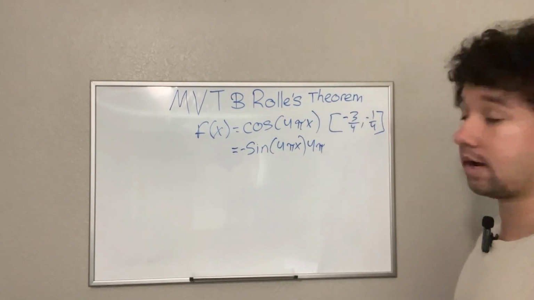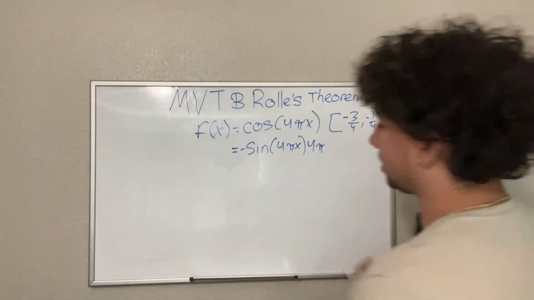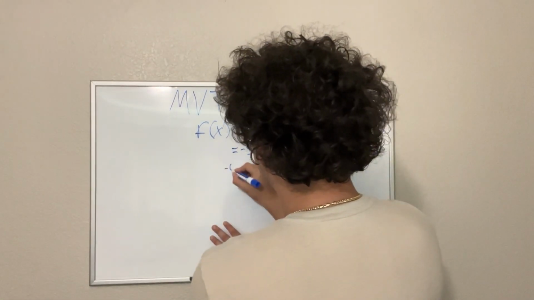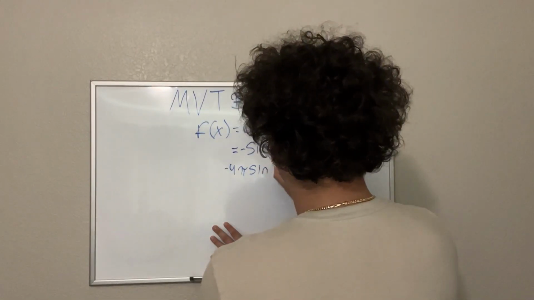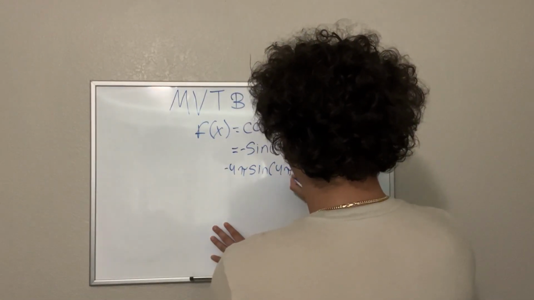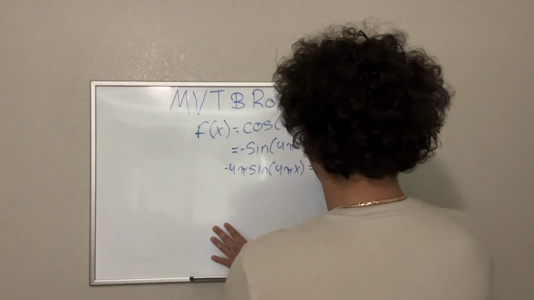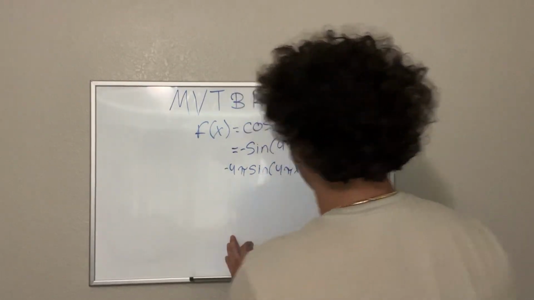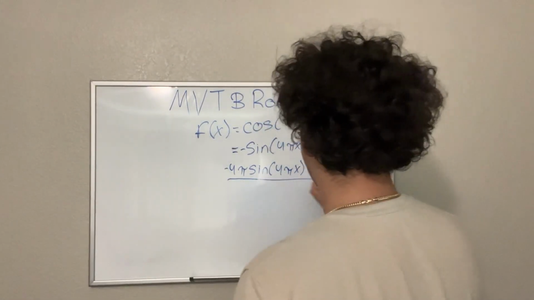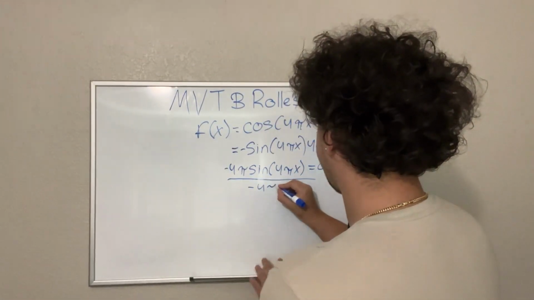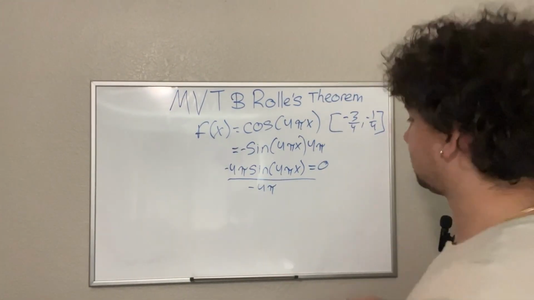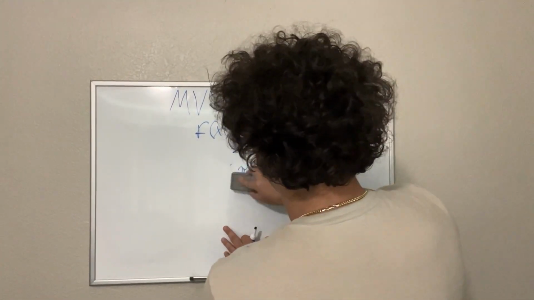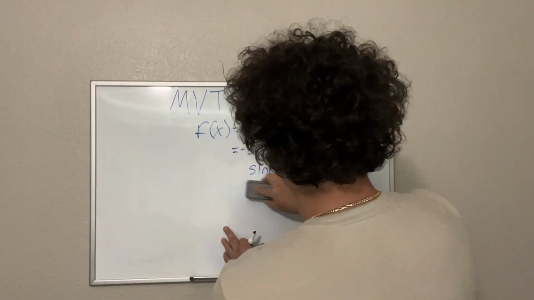What do I have to do now? What I have to do now is set this equal to 0. So negative 4 pi sine 4 pi x is equal to 0. I'm going to divide both sides by 4 pi. Zero divided by anything ends up equaling 0, so this essentially just erases that part.